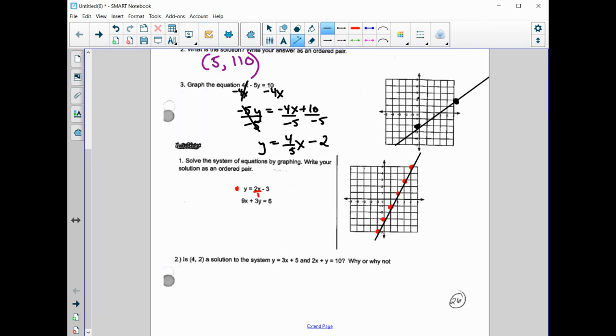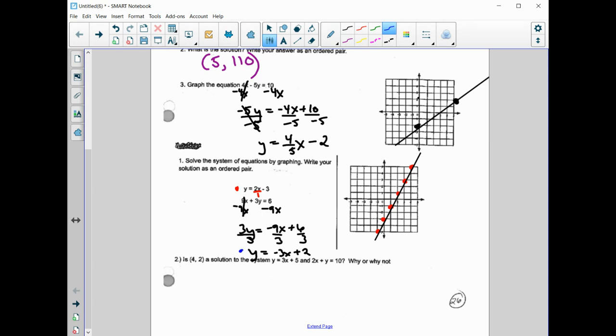The next equation is not in slope-intercept form. So I do need to solve the equation for y to get it into slope-intercept form. I'm going to first start off by subtracting 9x from both sides, and that gives me 3y equals negative 9x plus 6. Then I need to divide by the 3 in front of the y. So now I have y equals negative 9 divided by 3 is negative 3x, and 6 divided by 3 is 2. Now that it's in slope-intercept form, I am able to graph it.